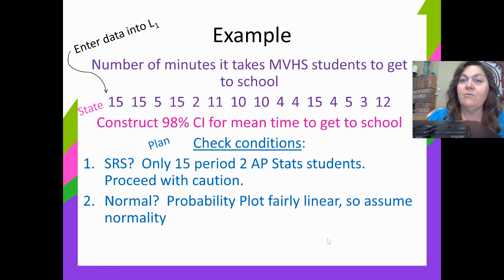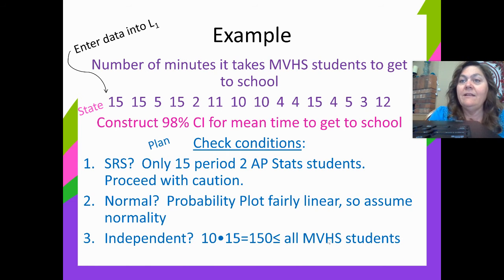N is less than 30, so I need to use another method to figure out if it's normal. And then finally, your big number set that we've been doing, which is also now determining if they're independent or not, and that's that 10n has to be less than or equal to capital N, and 10 times 15 definitely is less than all the MVHS students. So I have done my state and my plan, so I'm ready to do.